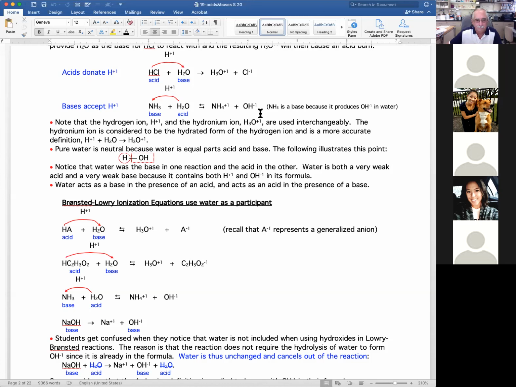So a couple of things. Notice that we're talking about the hydronium ion and the hydrogen ion. We use those almost interchangeably. And pure water is neutral because it has 1 part acid and 1 part base. Here we have water acting as a base in the presence of the acid, and then it's acting like an acid in the presence of the base. So what is it? Water is both a weak acid and a weak base. And if you look at its formula, here's how it can act as a base, here's how it can act as an acid.